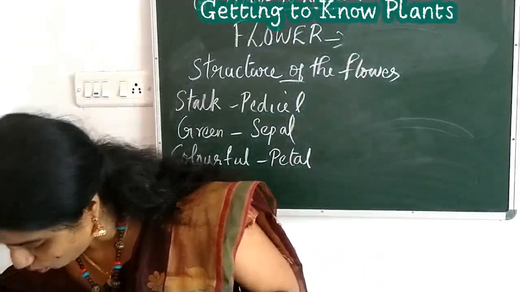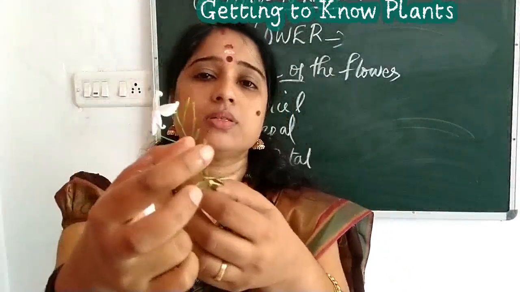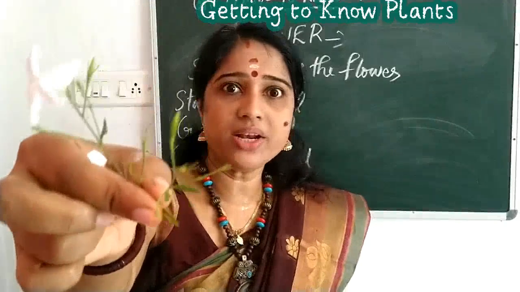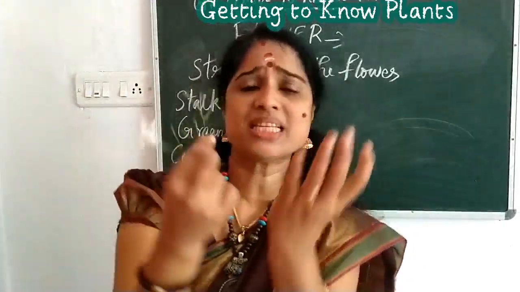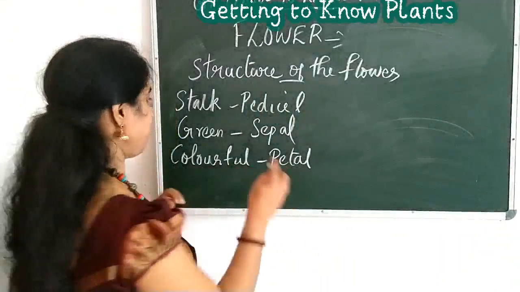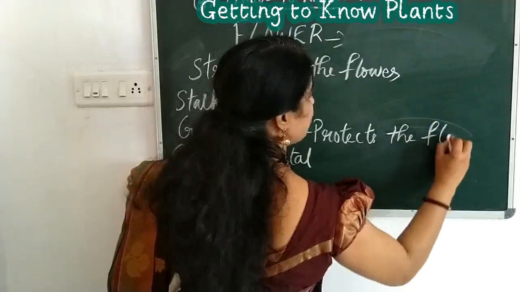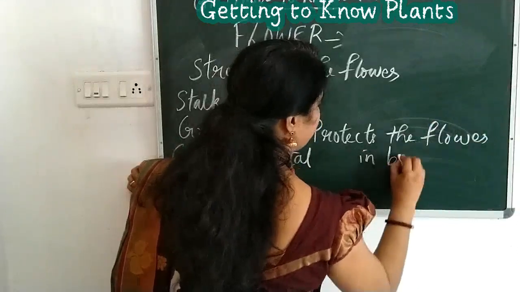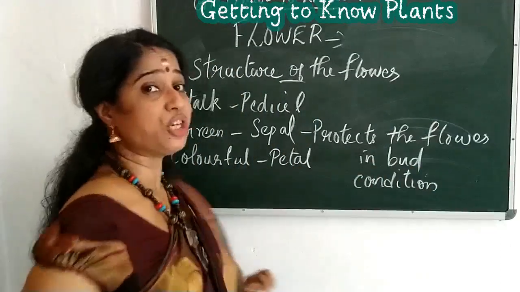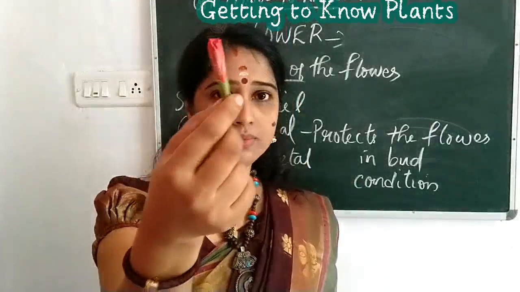One more bud I will show you. It will be more clear. See, these all are the buds. This is also a bud. Can you see any color here? Only green color, isn't it? Flower is there inside it. So, who is giving protection? Sepals are protecting the flower in the bud condition. What's the function of sepal? Protects the flower. Protects the flower in which condition? In bud condition. That is the main function of the sepal. Sepal protects the flower in the bud condition. Clear? Yes.